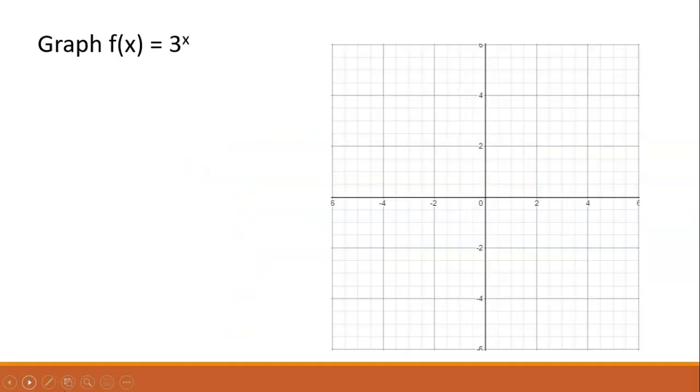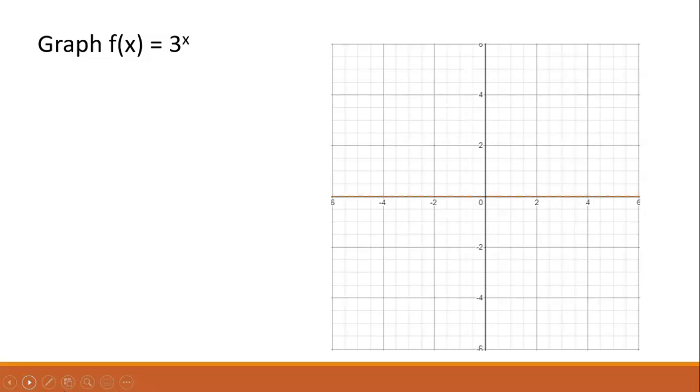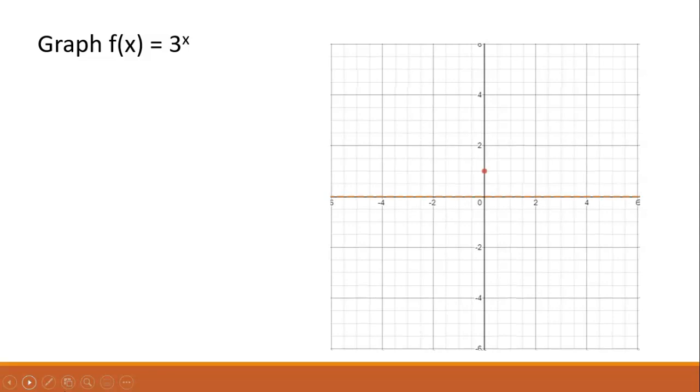Let's look at an example of the graph. Graph f of x is equal to 3 to the x. Remember that the exponential graph has an asymptote on the x-axis. Its pivot point is on the y-axis and is c spaces above the asymptote. A tells you whether it is growth or decay.